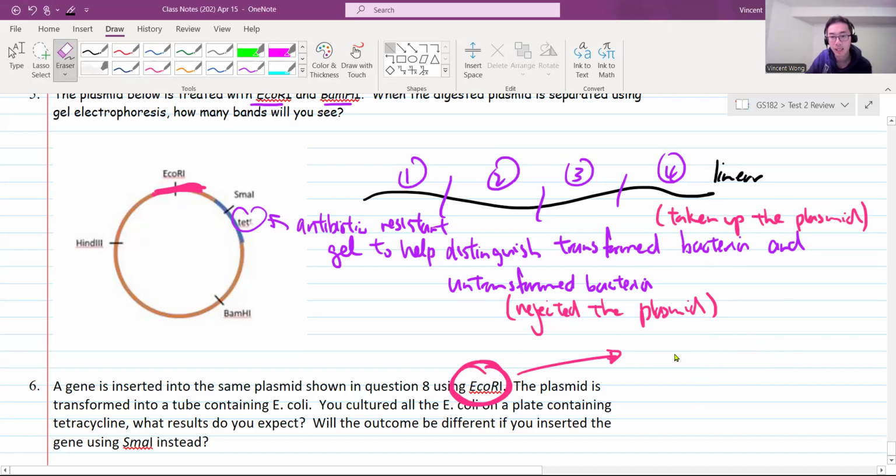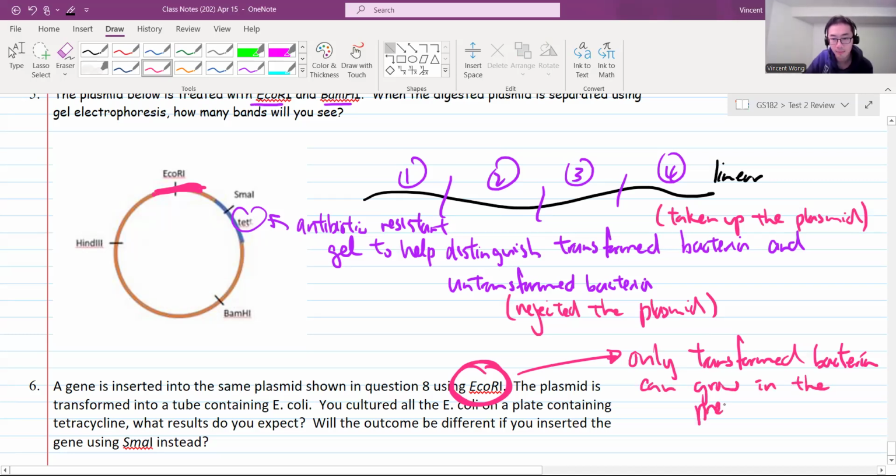So you can elaborate: only transformed bacteria can grow in the presence of tetracycline.